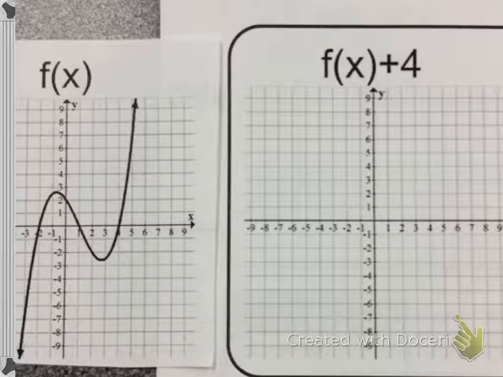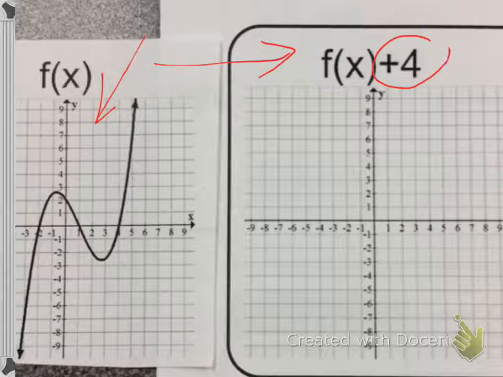So here's my original function over here on this side. And on this side, I ask you to take that function and add 4 to this function. Now I want to make a point that we know f of x represents a y value. So really what this asks me to do is take my y values and add 4 to them. So I'm going to pick some spots on this graph and move them up 4 units and regraph them.